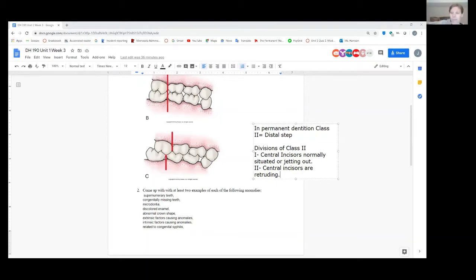All right, so that's a class 3. Do you see how in both of them there's a mesial step, just one is more exaggerated than the other? And then a class 2 is like this. Do you see how now that's a distal step? Is that helping you guys? Shay, how are you doing with this? Madison, you're doing okay? All right, so those are our steps and our occlusal classifications.